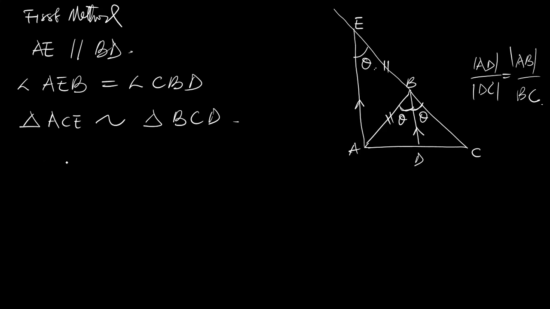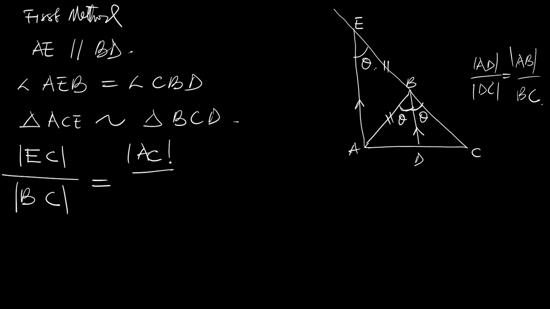we can now work with it. Now, since they are similar, from this diagram, we can now say that the ratio EC all over BC is equal to the ratio AC all over DC.